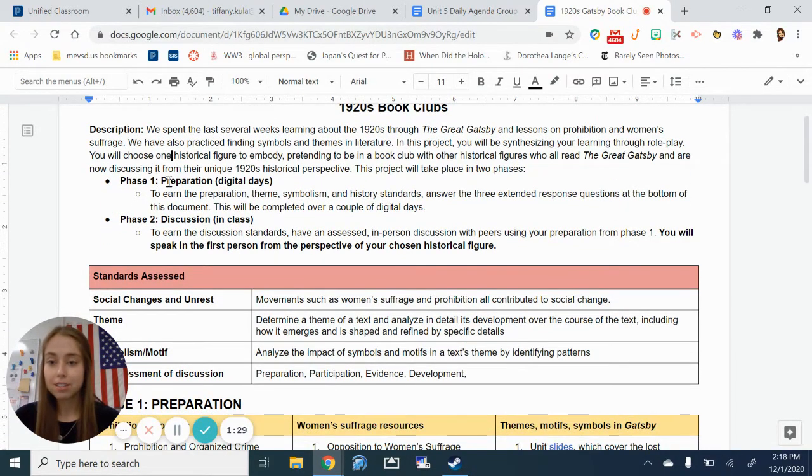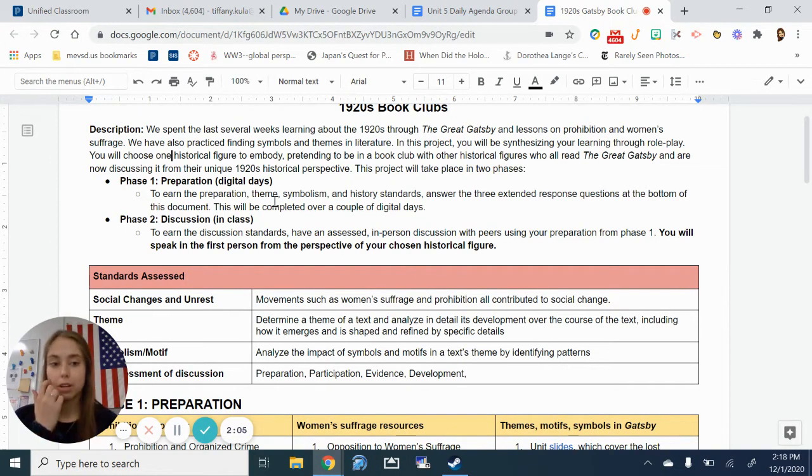The first phase is going to be today and tomorrow as part of your digital days. This is when you're going to be preparing for that book club discussion. You'll be answering some questions about the book, about the themes and symbols, and the history content from the perspective of your person. These are the questions that we will talk about in the book club discussions. So you will want to be very thoughtful these next couple days, answering those questions fully and completely, and not just doing it halfway, but really do this preparation.